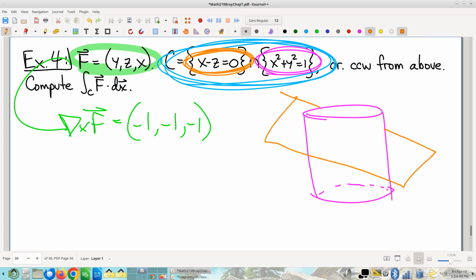So, it's a different plane, but structurally it's not that different. It's still a plane intersecting a cylinder. We're still going to have an ellipse. Let me draw that on here. So here's our curve.